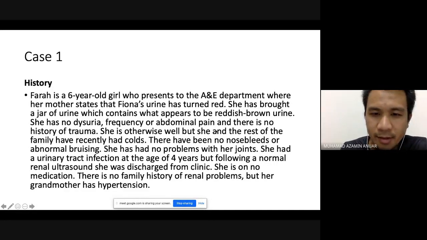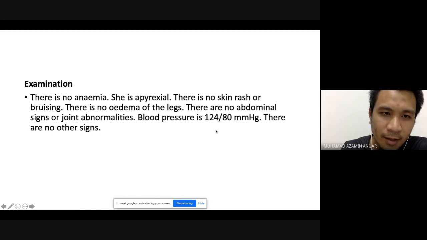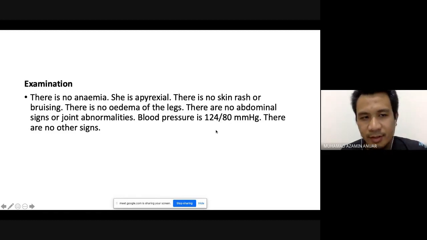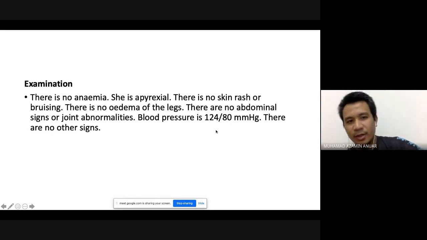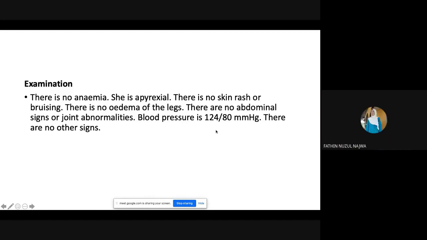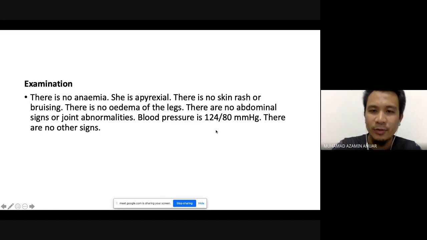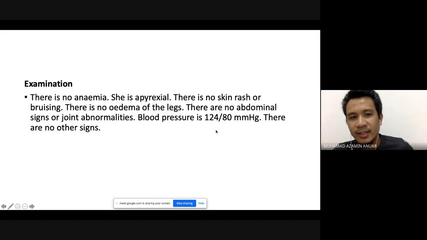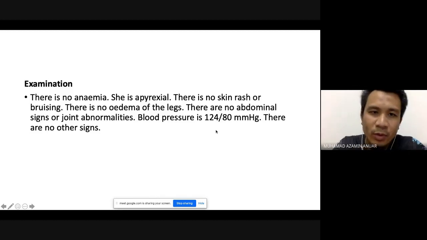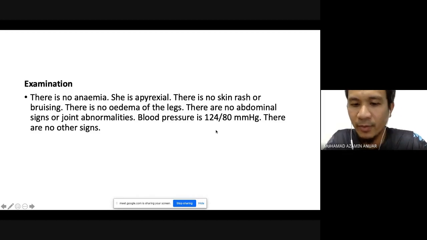So this is the history, which is fine. So this is the physical examination. Basically, this child has no anemia. She's not febrile. She's got no skin rash, no bruising. There's no edema. There are no abdominal signs or joint problems. And also the BP there is 124 over 80, and there are no other signs. So what will you make from these physical findings?